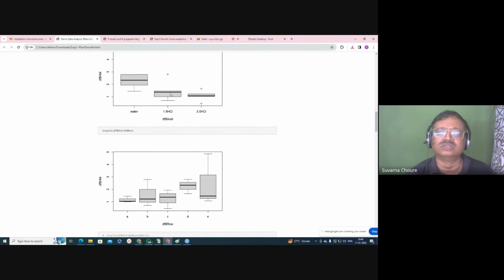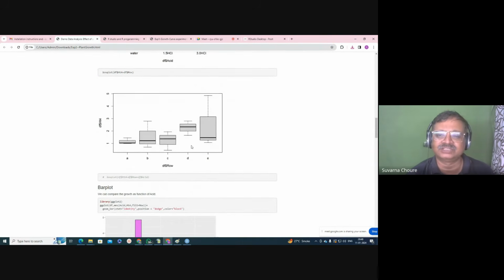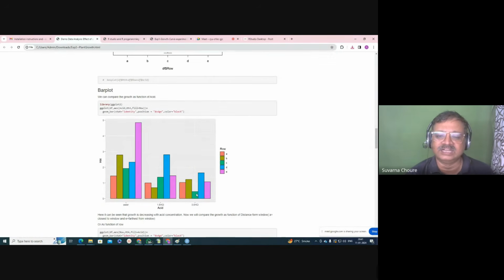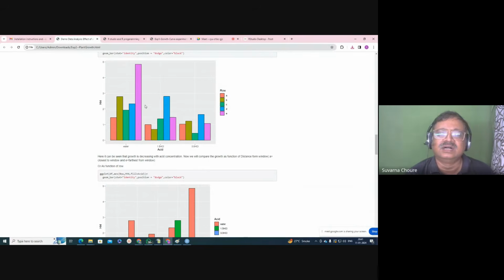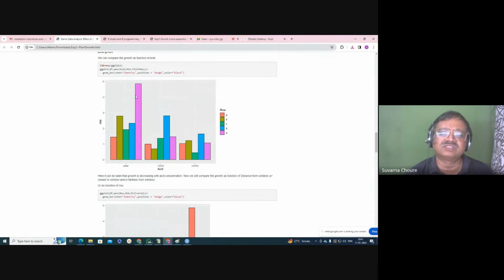In 1.5 HCl, growth is this much. In 3 HCl, growth is this much. The growth according to light: D is getting more light as compared to A, and that growth is like this. Height of the plant is more. Then the bar plot, the distribution of water and HCl, these plants according to light. For E, where a very high amount of light is available, plant height is more. But when the acid value increases, the acidity of the medium increases, the plant growth is a little less.